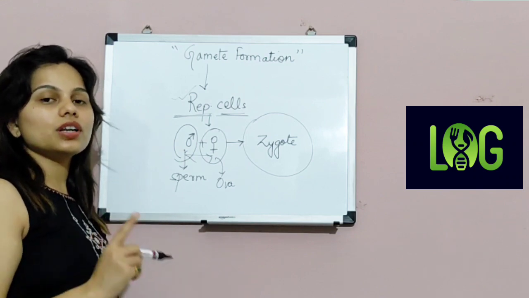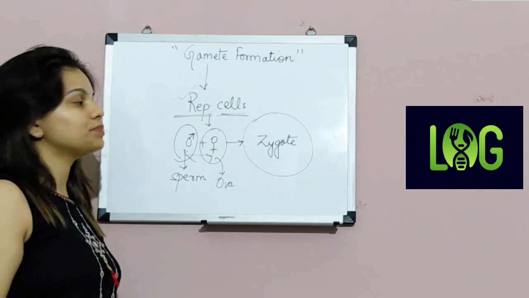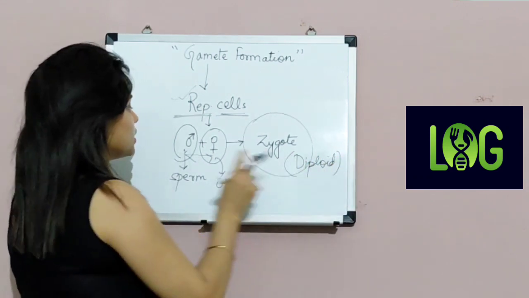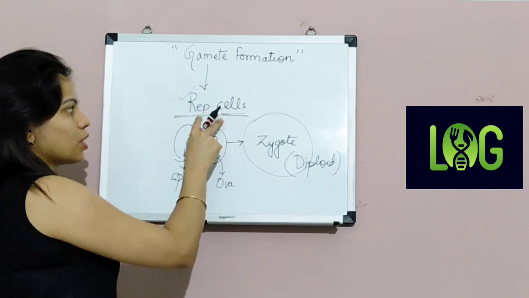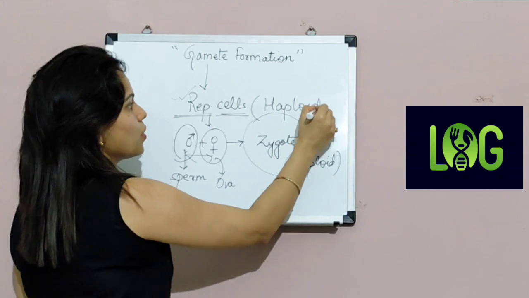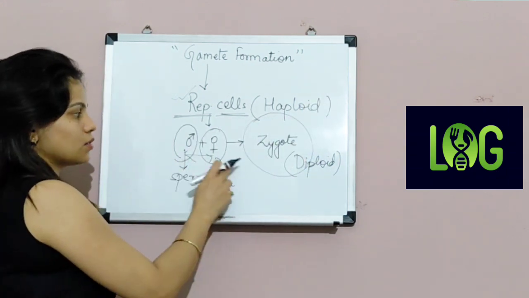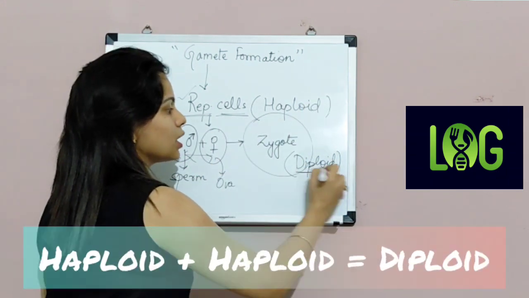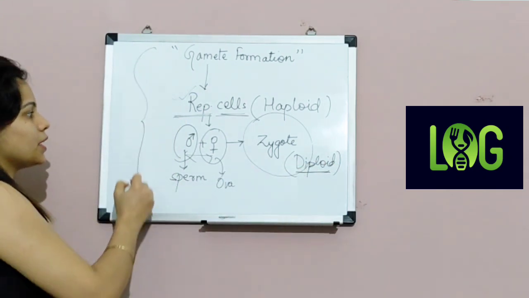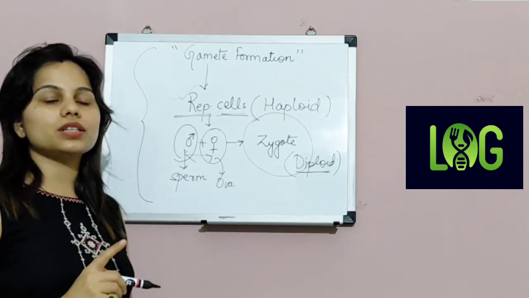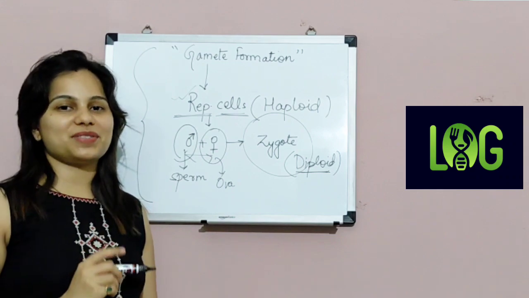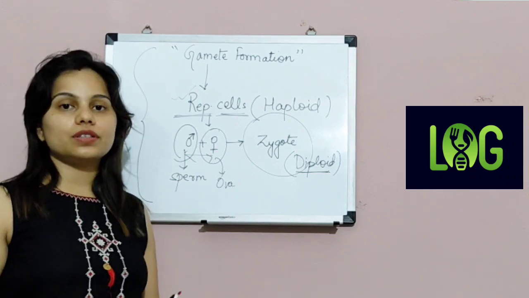As each and every individual in humans is diploid, these gametes or reproductive cells need to be haploid in nature, because when these haploid cells fuse together, they form the diploid cell. So this is the complete information that is required whenever you are going to understand the gamete formation process. Now, heading towards the process.